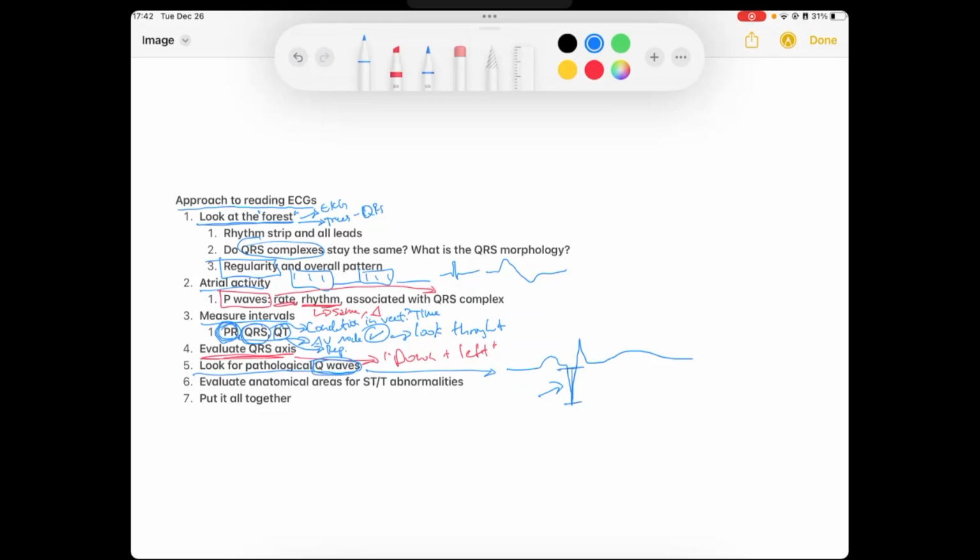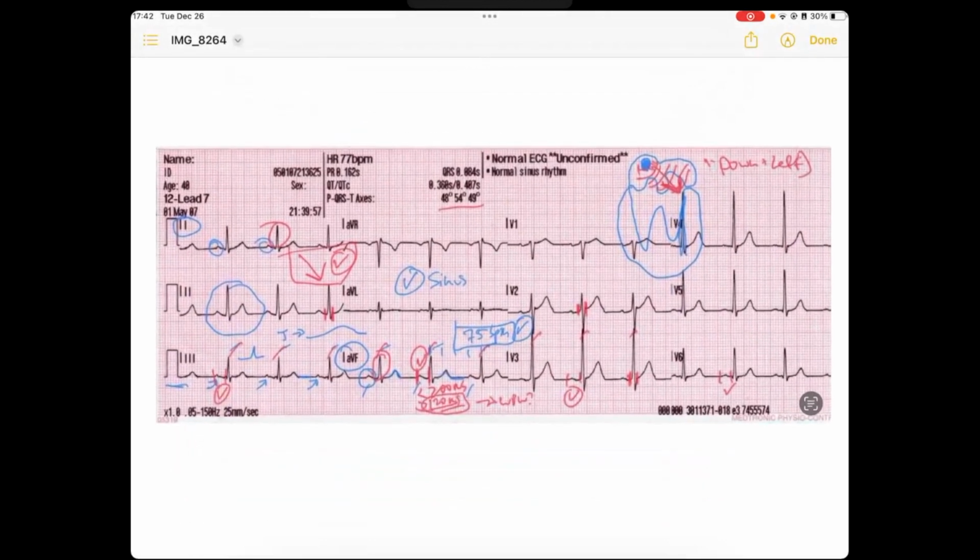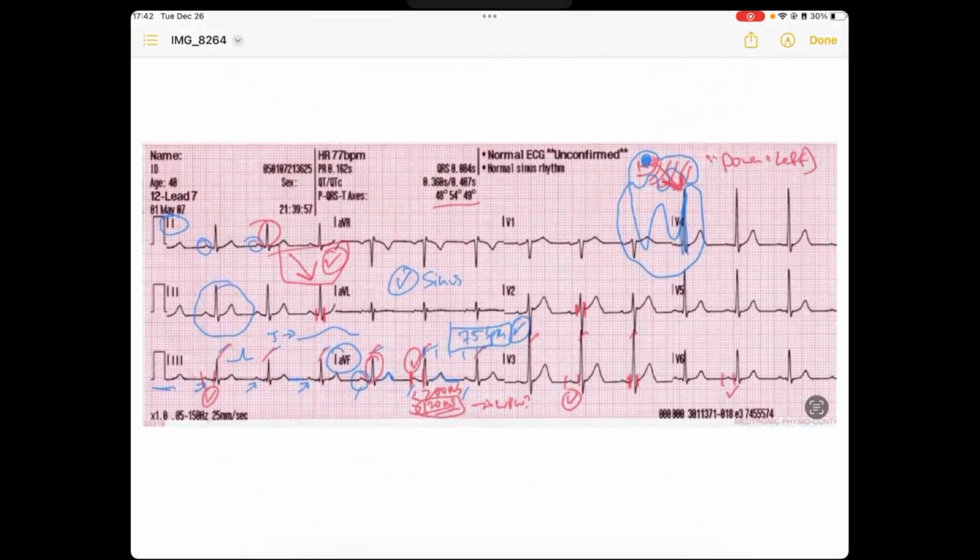So I look for Q waves, and it's got to be pathologic. I mean, it's got to be deep. And at the same time, I'll scan the same areas for ST and T wave abnormalities. I look for elevation, I look for depression, I look for T wave inversions, and I look for T wave morphology changes. That's important because that could clue us into some metabolic disturbances, ischemic changes, or just chronic disease.